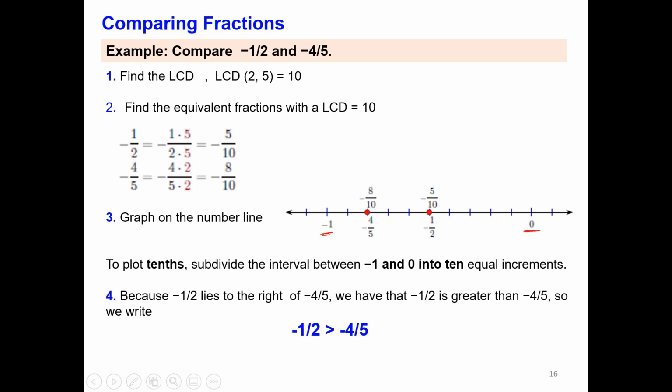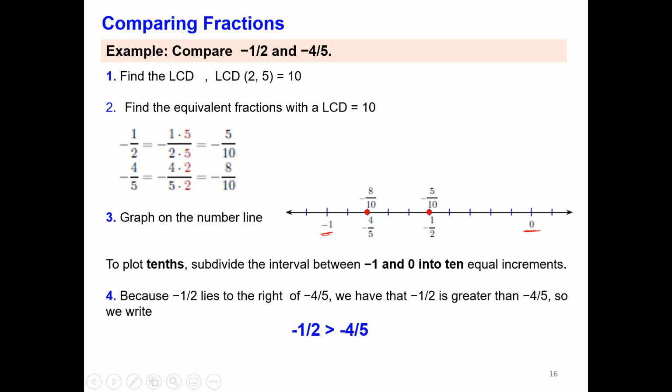Now we need to graph the numbers on the number line. Then we need to graph negative 5 over 10, which is 1, 2, 3, 4, 5. Negative 5 over 10, and we know this is the same as negative 1 over 2. Now we need negative 8 over 10. We know here is 5, 6, 7, 8. This is negative 8 over 10, which is the same as negative 4 over 5, because they are equivalent fractions.